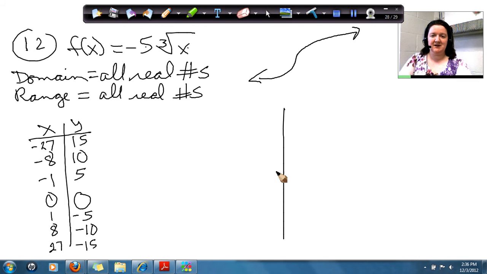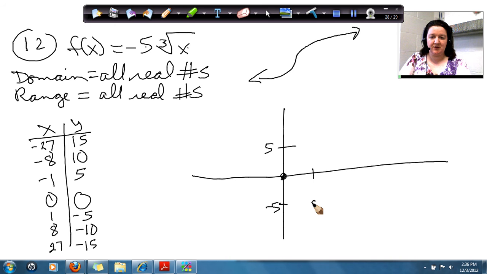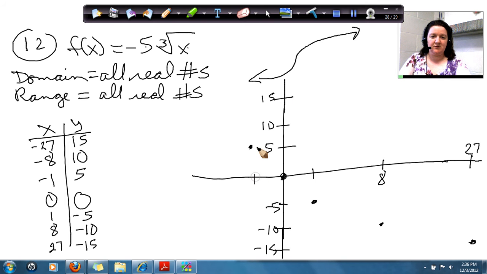So now let's graph our little S-shaped thing. We know we have 0, 0. We have 1 at -5, so we know that at 1 we're going to have a -5, and at -1 we have +5. If I get out here, we call that 8. 8 is going to be at -10. And then way out here, I have 27. It's down here at -15. So I've got 1, 5, we have 8, 10, and then way over here at 27, we have 15.